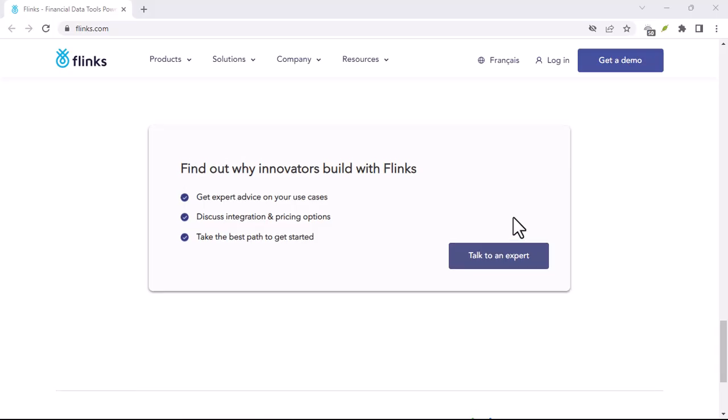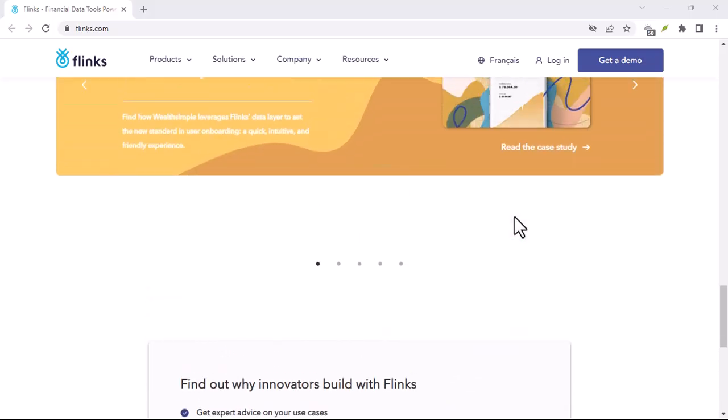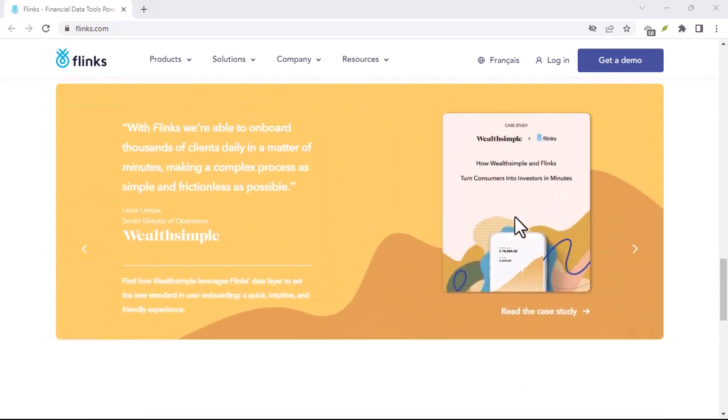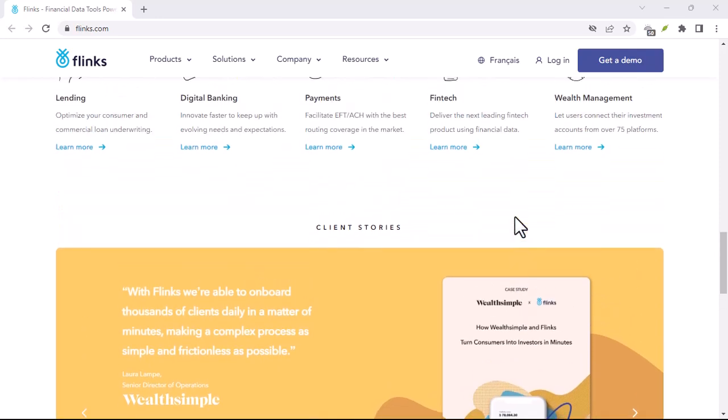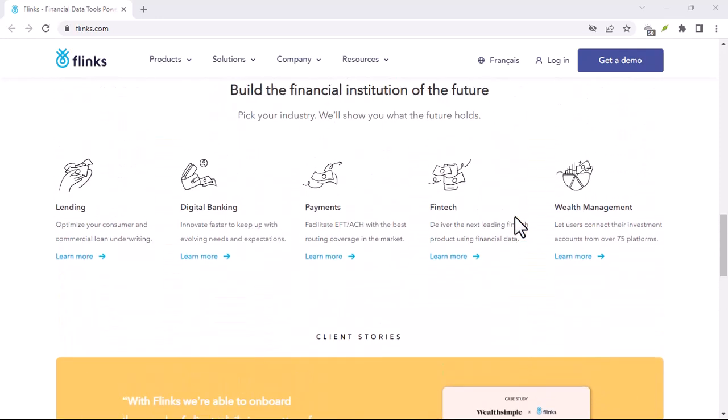Flinks is a powerful tool that can help you take control of your finances. By understanding the types of data it accesses, you can make informed decisions about how you use this service.